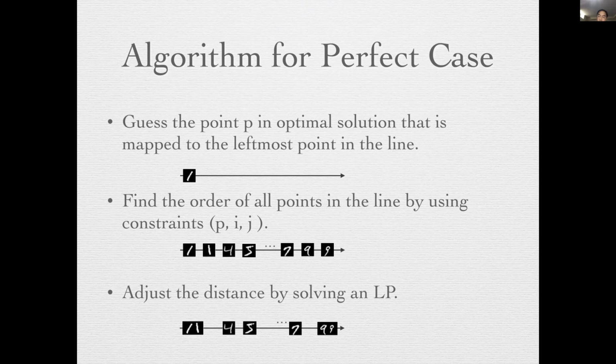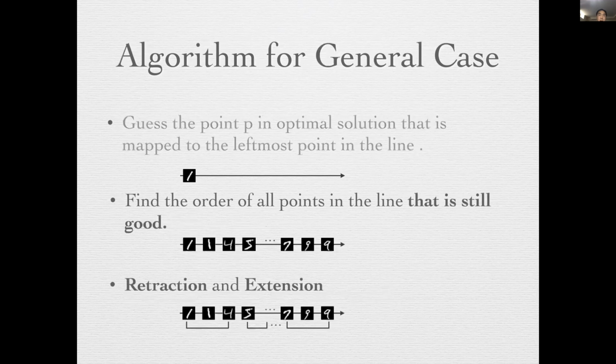Based on a similar idea, we give the algorithm for the general case, where only 1 minus epsilon fraction of the constraints can be satisfied. The first step is the same. We guess the point P in the optimal solution that is mapped to the leftmost point. And then the second step, we also find the order of all the points.